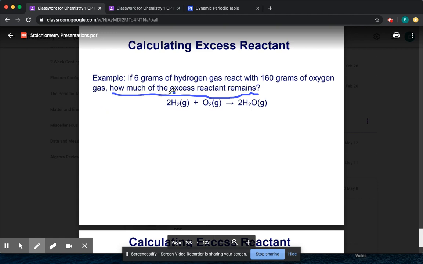So step 1 is always convert everything to moles. We have 6 grams of hydrogen. 6 grams of hydrogen gas is equal to 3 moles, because remember the molar mass of hydrogen is 2 because it's H2. So we have 3 moles of this. I know that right away. And then 160, divide that by 32 because that's the molar mass of oxygen. I'm trying to speed this up a little bit, and this comes out to be 5.